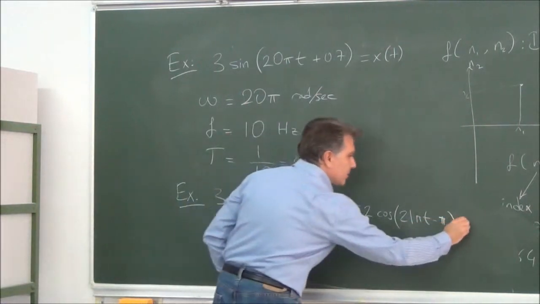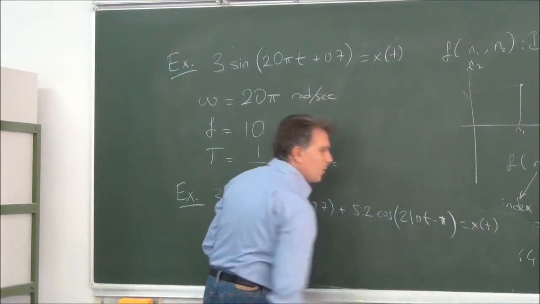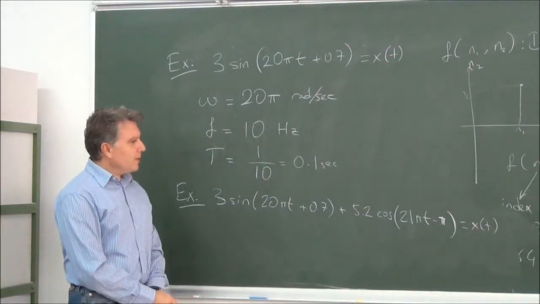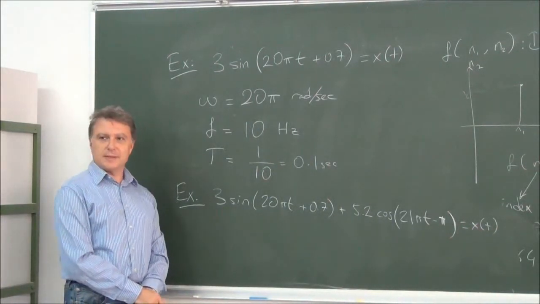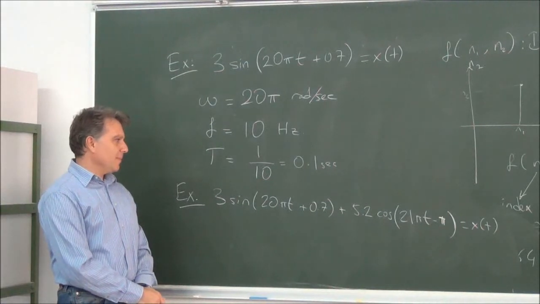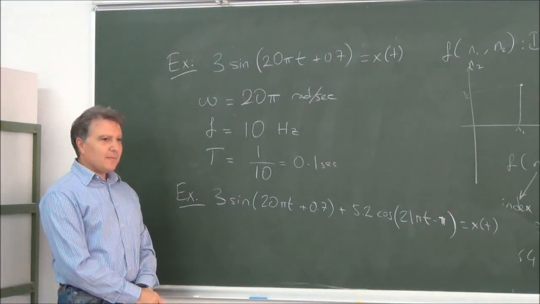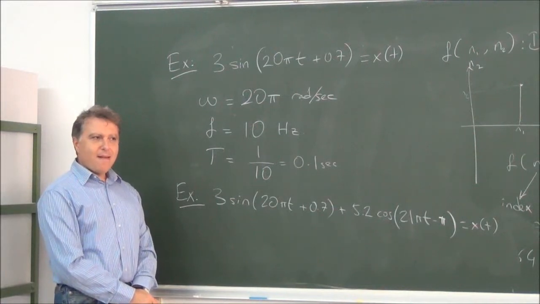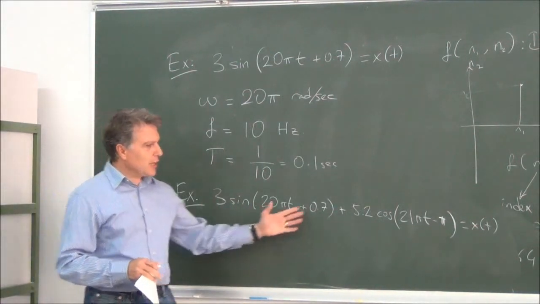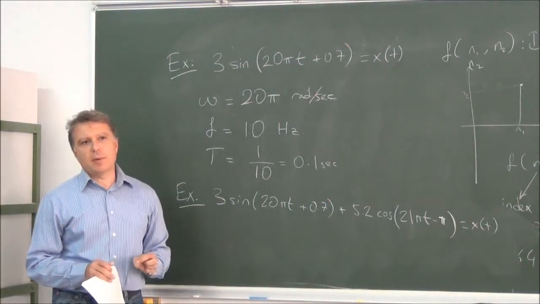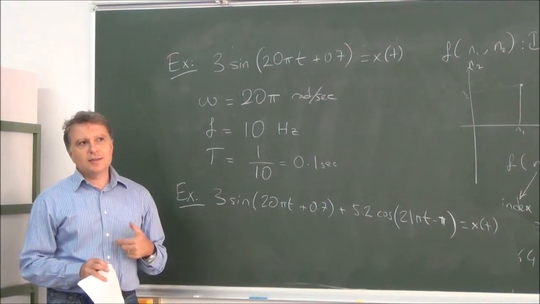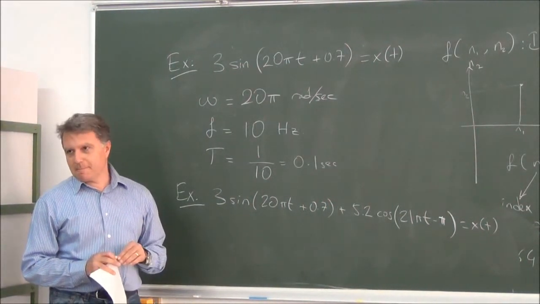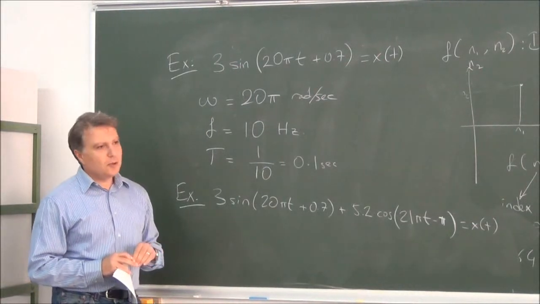This is equal to x of t. What is the frequency of x of t? What is the period of x of t? Can you find it? Now, it's a combination of two sinusoids. You have to be careful about what the new period will be when you encounter such a thing.